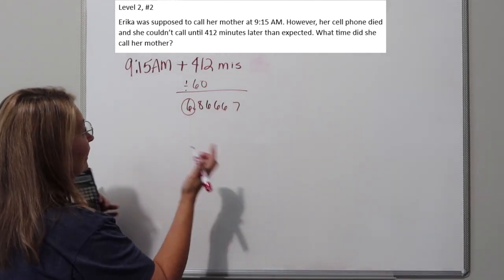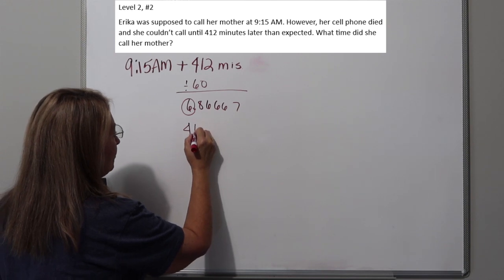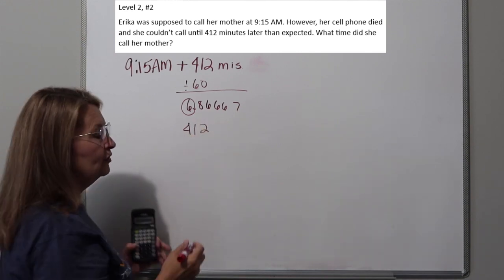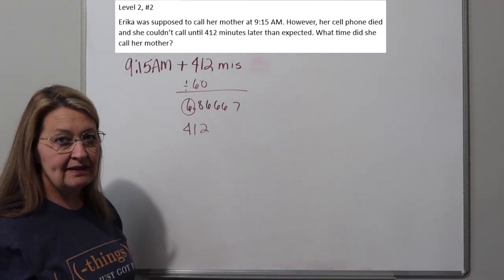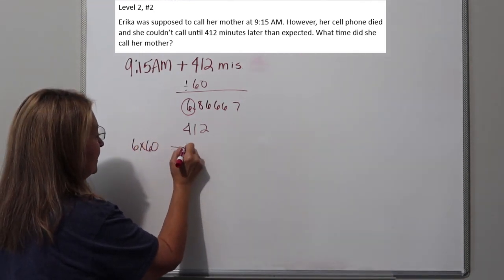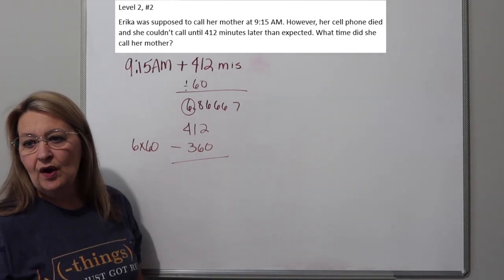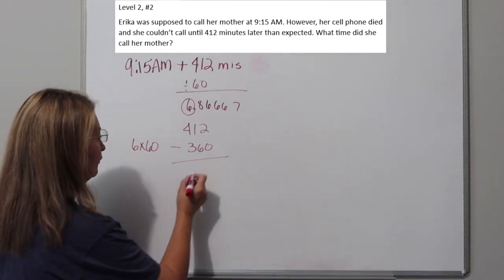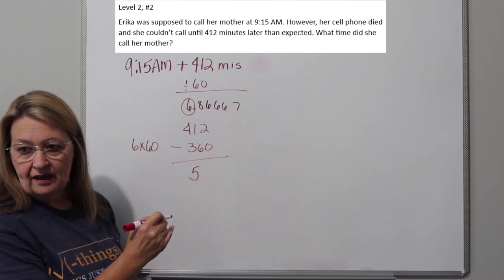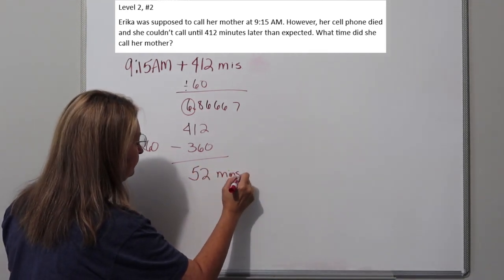So now let's subtract that. How many minutes are in 6 hours? Well, 6 times 60 gives us 360. 6 hours at 60 minutes each gives us 360 minutes. So how many minutes do we have left over now? We've got 52 minutes to account for.